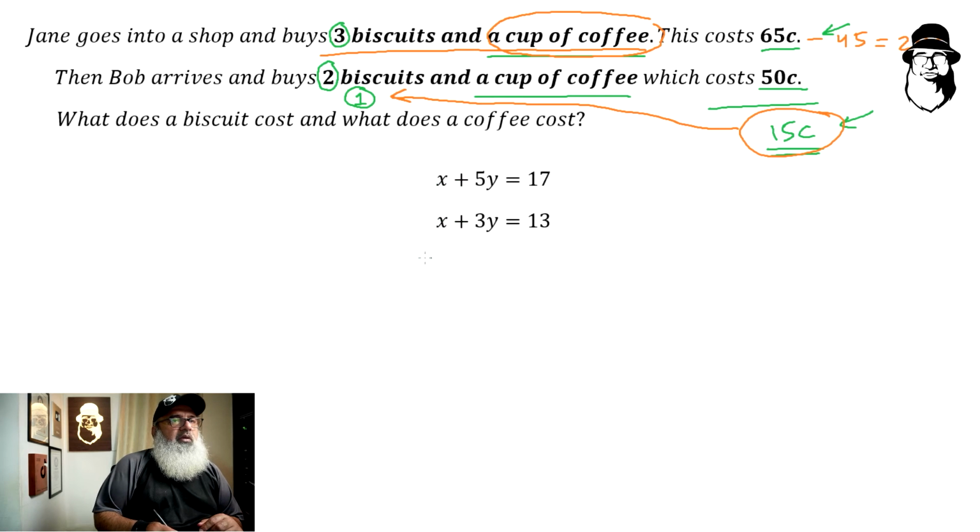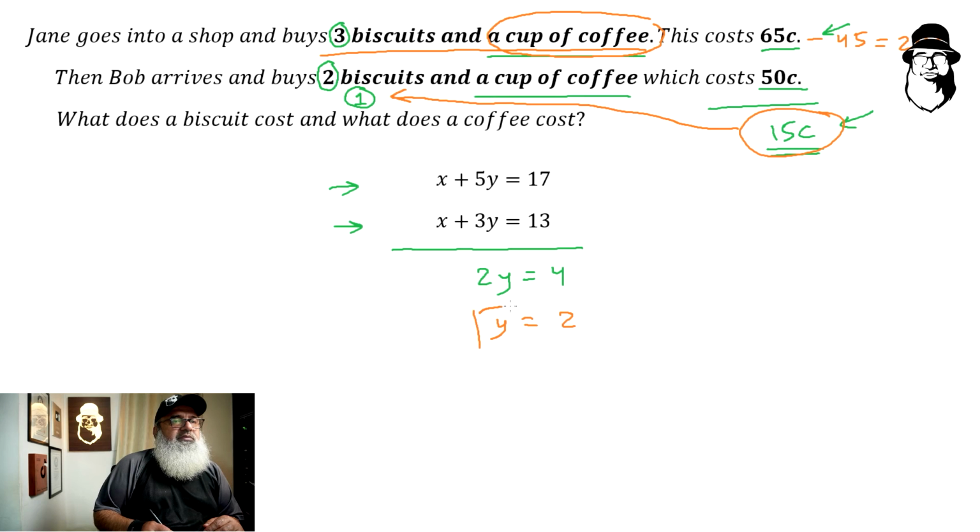Now here we subtract this equation from this equation. We can add or subtract the simultaneous equations with each other term by term. So when we subtract, x minus x will give us nothing. So 5y minus 3y will give us 2y, and 17 minus 13 will give us 4. And in the next step, we divide both sides of the equation by 2 to get y is equal to 2.